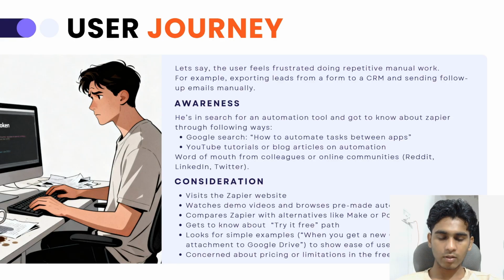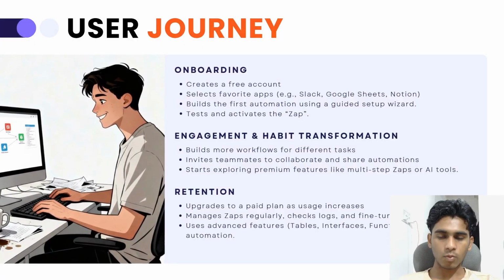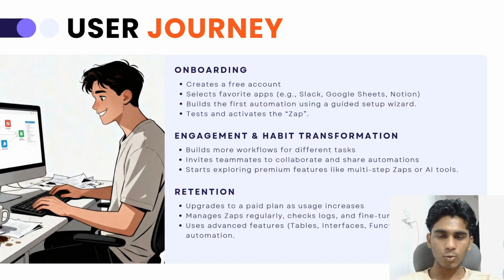Then he checks the pricing or limitations of the free plan. Then we move on to the next phase, the onboarding phase. So the user has finally decided to try out the product. He creates a free account. He selects favorite applications, for example Slack, Google Sheets, or Notion. He builds his first automation using a guided step wizard that Zapier has, and he tests and activates the Zap.